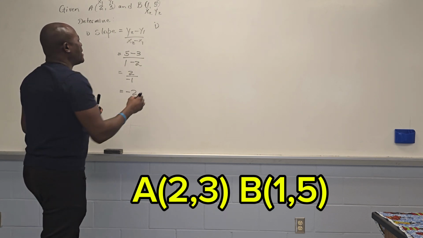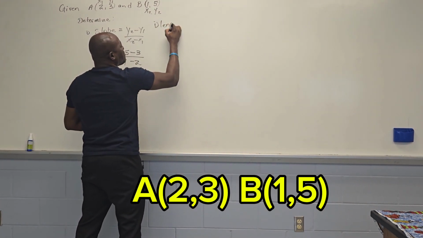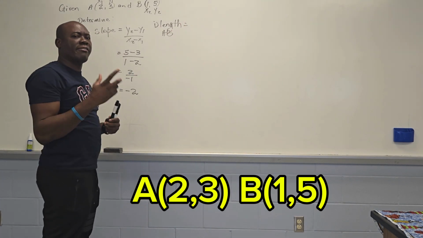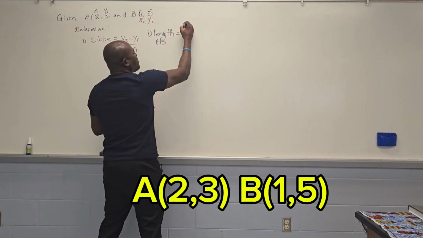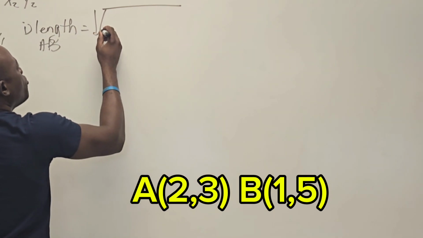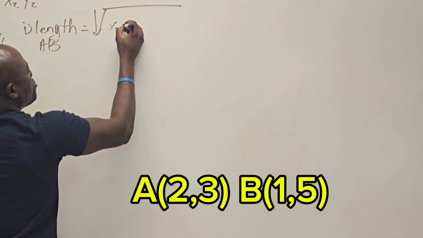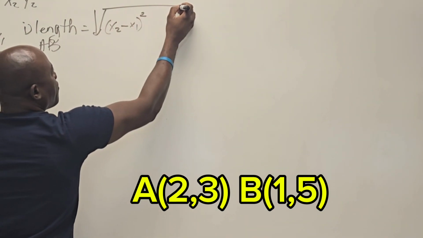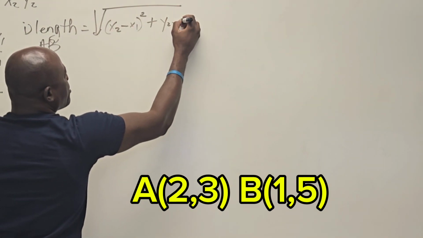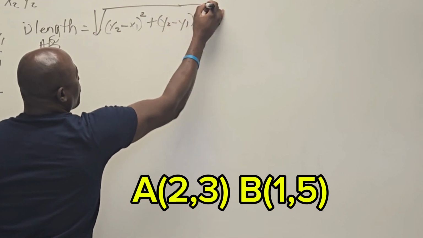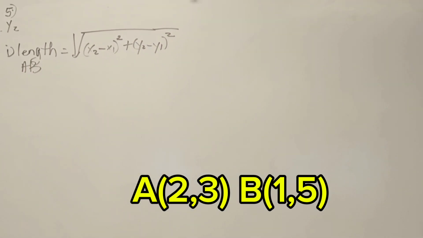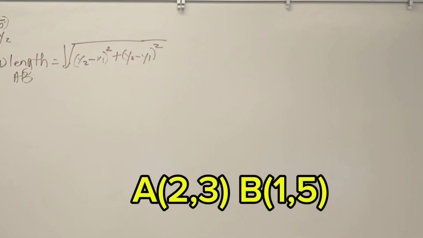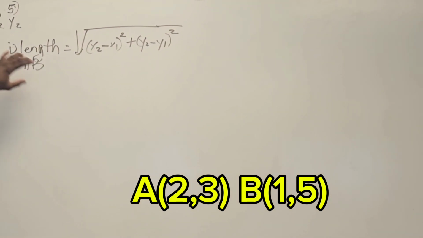Now from that, we want to see if we can find the length of this line, right? How long is this line? So the length of AB, we're going to apply that Pythagorean theorem, and it says that we can find the length by using the square root of x2 minus x1 squared, plus y2 minus y1 squared. So we can apply the Pythagorean theorem using the coordinates here and work that out.